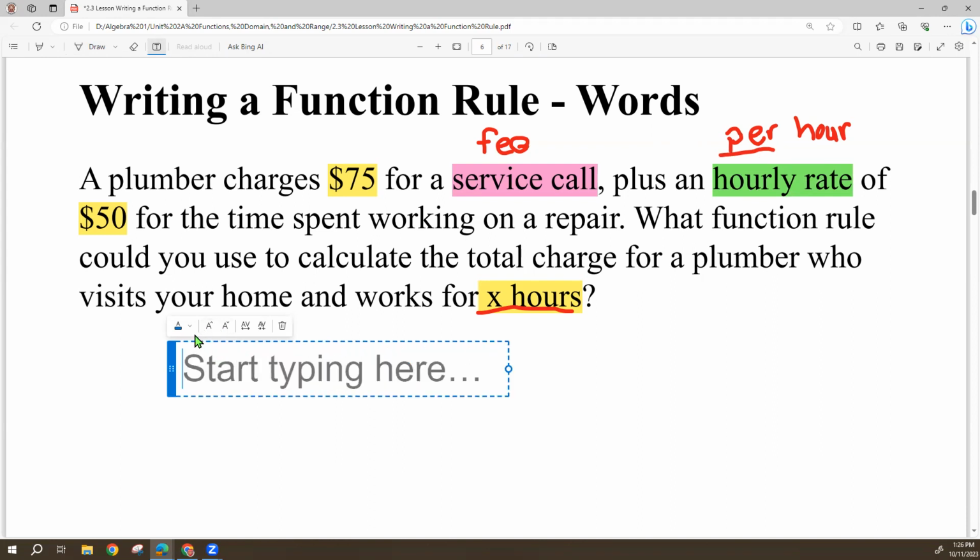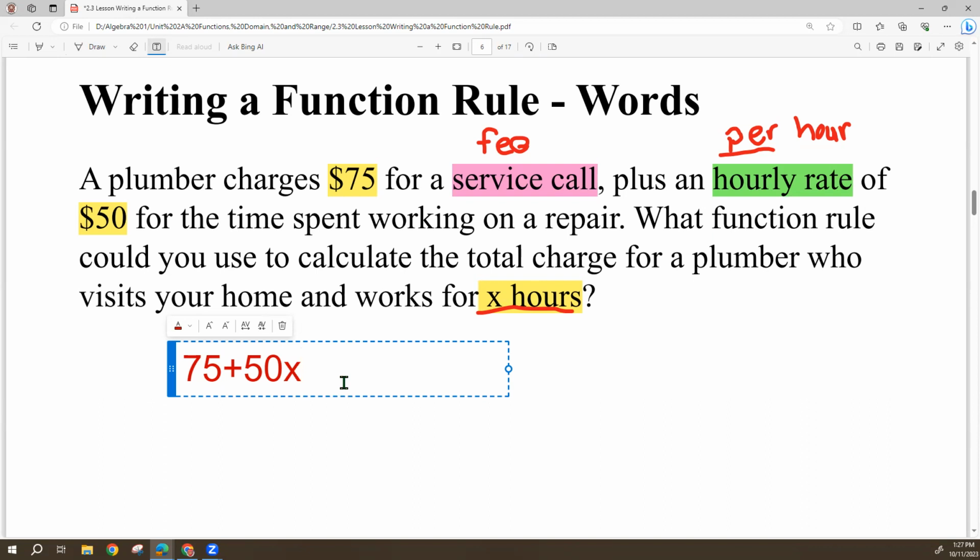So our plumber charges $75 fee. It says plus, so we're going to use plus. $50 per hour, and it says in the problem that our hours is X. And so we might need the plumber for 1 hour. We might need the plumber for 2 hours. Maybe we need them for an hour and a half.